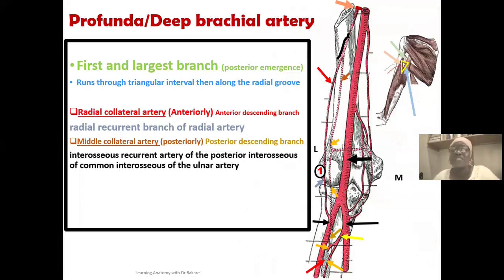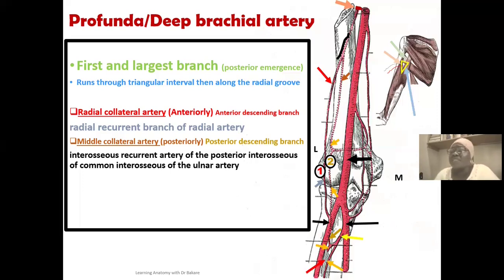The radial collateral artery is a branch from the profunda or the deep brachial artery, while the radial recurrent artery is a branch from the radial artery. So you see that one is a collateral that is coming from a branch of the brachial artery, specifically from the profunda or the deep brachial artery, while the other connection is provided by a branch from the radial artery, and this is through its radial recurrent branch. The second anastomosis is seen behind the lateral epicondyle, and this is created between the middle collateral artery, which of course is a branch of the profunda or the deep brachial artery, and this is then connected with the interosseous recurrent artery, which of course is an emergence from the posterior interosseous.